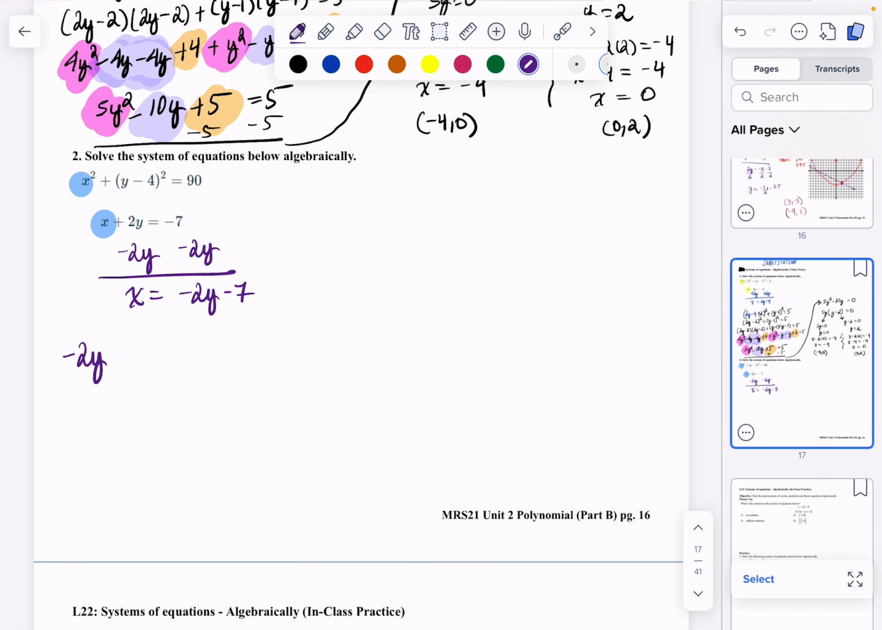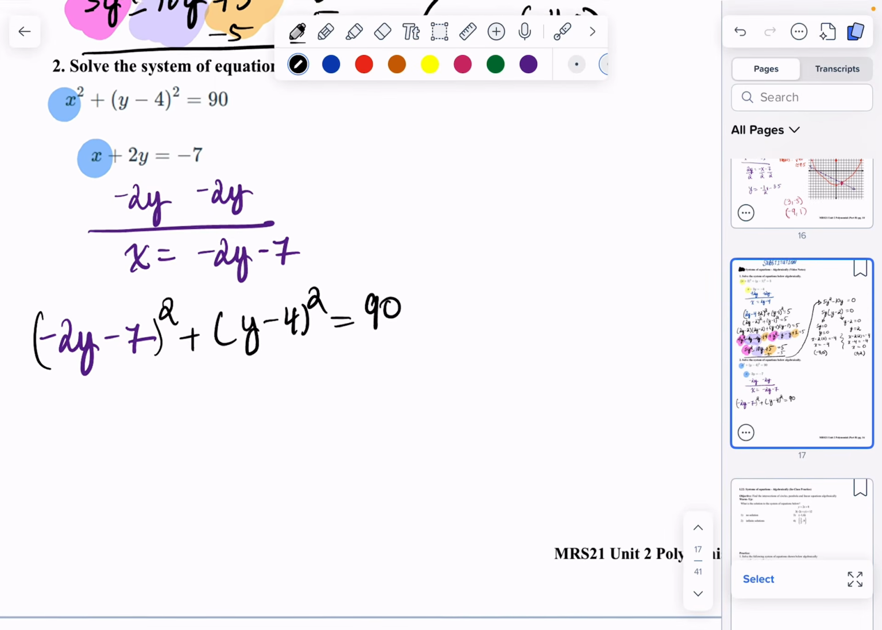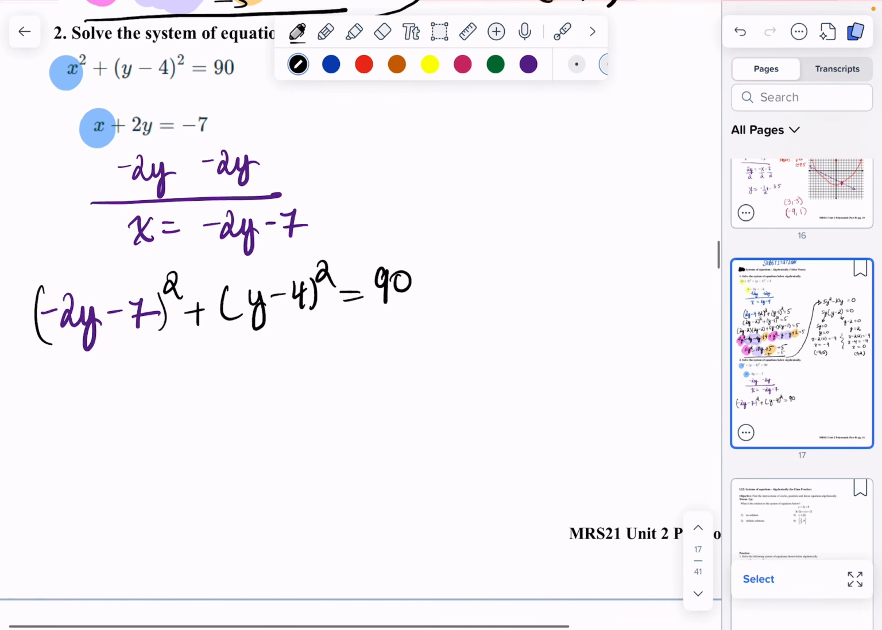Okay, let's do this. Negative 2y minus 7, we're going to square this. And then we have plus y minus 4 squared. It just happened to be that for this one, both times the x was by itself and then we were able to substitute it. Sometimes it's going to be a different variable, so be mindful of that as well.